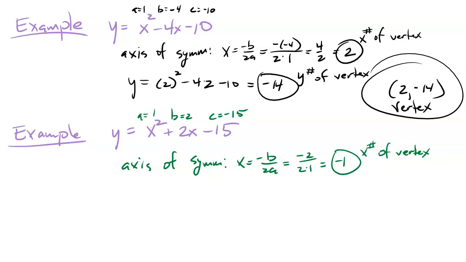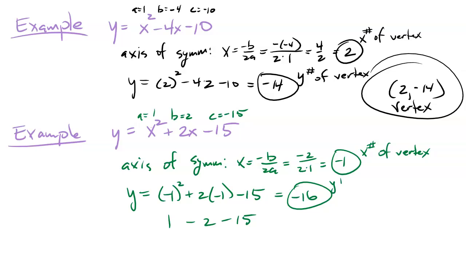Jack, how do I find that second number? Excellent. So -1 squared plus 2 times -1 minus 15. I don't know what that is. 1 minus 2 minus 15, -16. These are bigger. Granted, they probably came out worse because I just made the problems up. So this vertex would be at -1, -16.